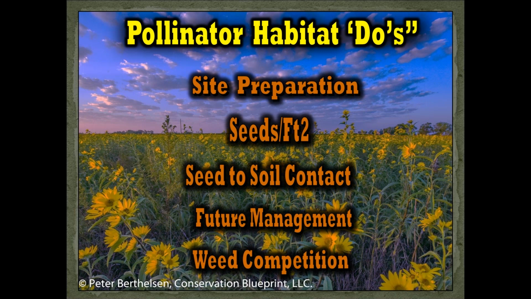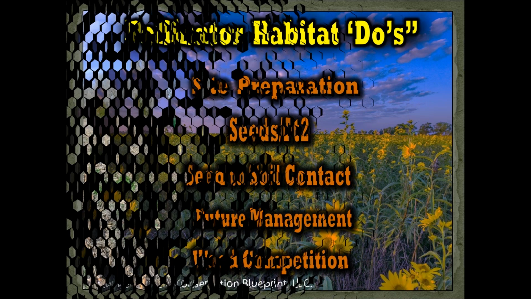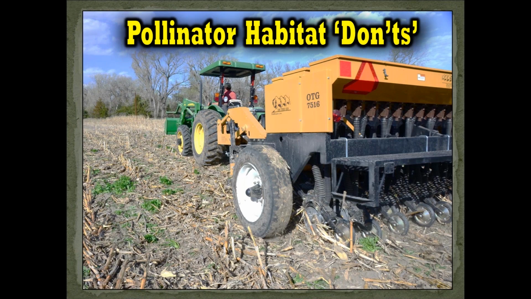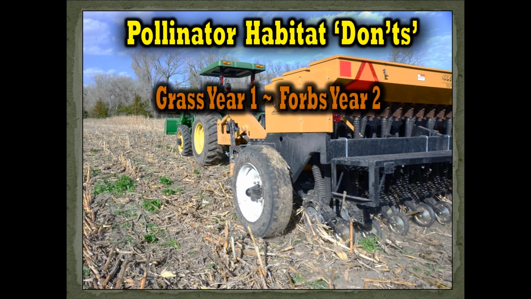So just as importantly, there are some don'ts. And here's a couple of my don'ts that I would pass along. The first is, sometimes I hear, we're going to plant the grass in year 1, and then in year 2 we'll come along and plant the forbs.